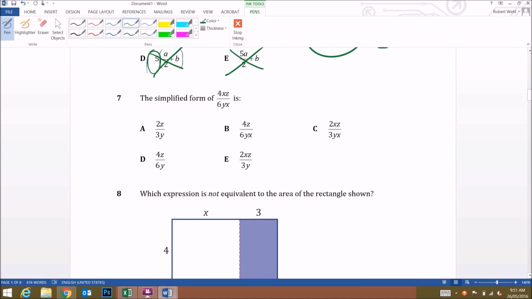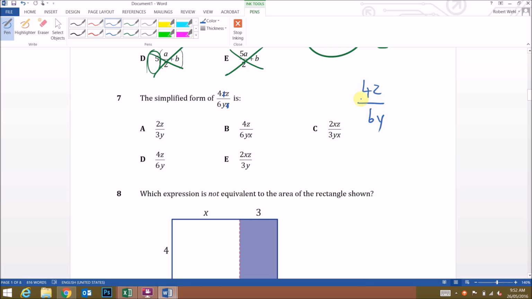Question 7. The simplified form of 4xz divided by 6yz. Alright, so here we can do some cancelling. Firstly, we can cancel our letters. If we have a letter that's on the top and on the bottom, we can cancel them out. So we can get rid of the x's, but then we're left with 4z and 6y.